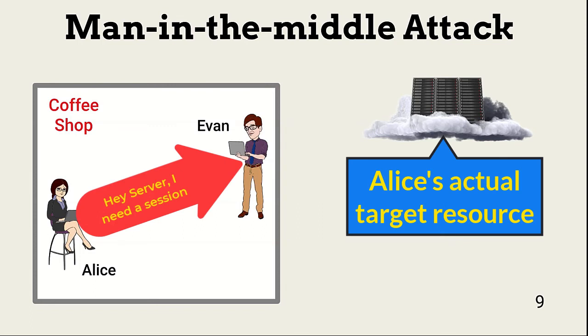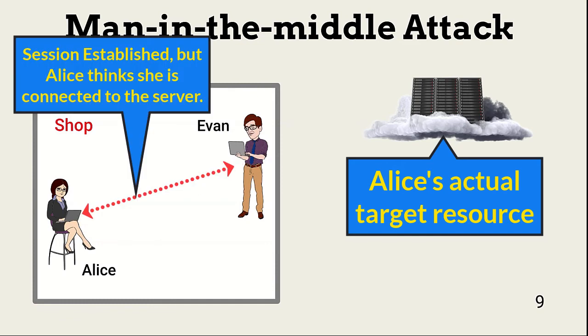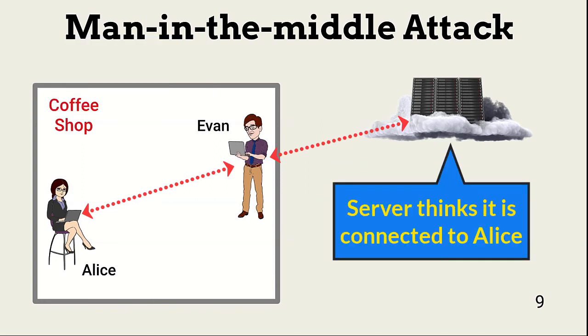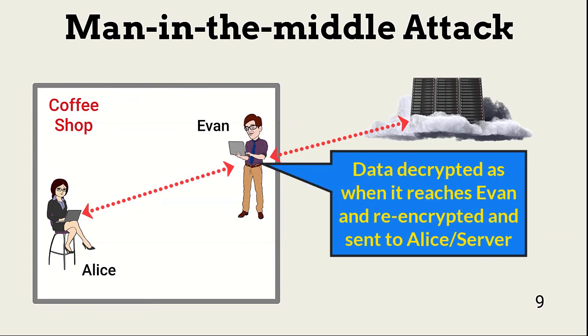In this example, Evan intercepts the HTTPS session establishment request to one of Alice's organization's cloud applications. Evan establishes a secure session with Alice and with the cloud application as Alice. As far as the cloud app knows, it's communicating with Alice. Now, Evan intercepts all traffic between Alice and the cloud application. Because a secure session terminates in both directions with Evan, Evan can see all data in the plaintext.